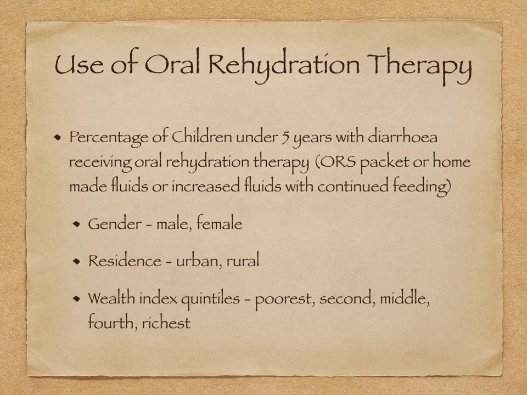As regards use of oral rehydration therapy, the percentage of children under 5 years with diarrhea receiving oral rehydration therapy, ORS packet or homemade fluids or increased fluids with continued feeding, is divided by gender, which includes male and female statistics, and then residence, whether it's urban or rural, then wealth index quintiles, starting from the poorest going to the second, middle, and fourth, and then finally the richest.